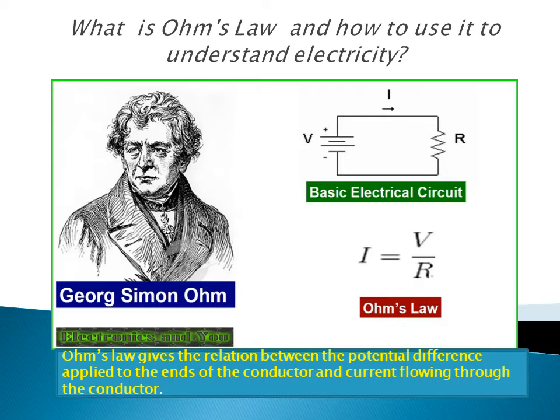He discovered that the current in a circuit is directly proportional to the electric pressure and inversely proportional to the resistance of the conductors. That means he gives the relation between the potential difference applied to the ends of the conductor and the current flowing through the conductor.